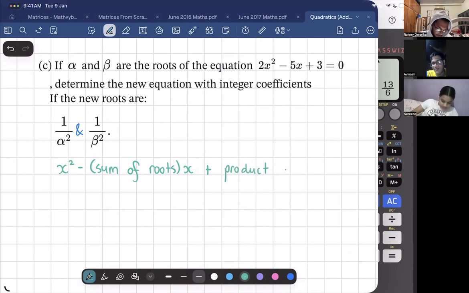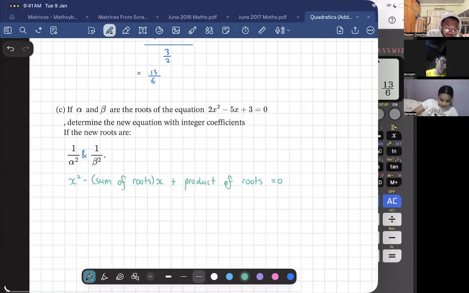Serena, you saw that, right? It's just like half of the work you have to do, because in the last question, what did you find for? You found 1 over alpha squared plus 1 over beta squared. That would be the sum, right? So the only thing you have to find now is the product.